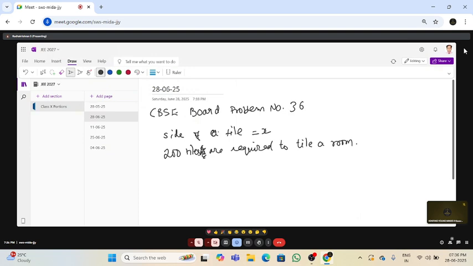Okay, so I have switched to my board now. It is given that the side of a tile is x and 200 such tiles are required to lay tiles, covering the entire room. So from this what can you deduce? Can you compute the area of the room from this information? What is the area of the room?